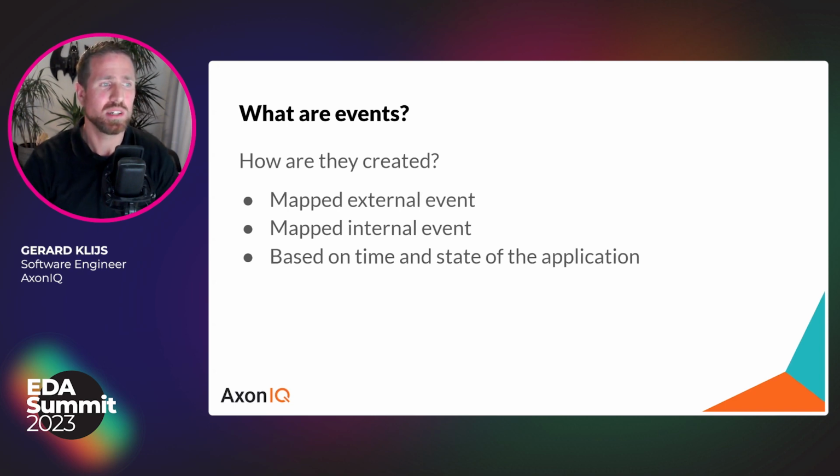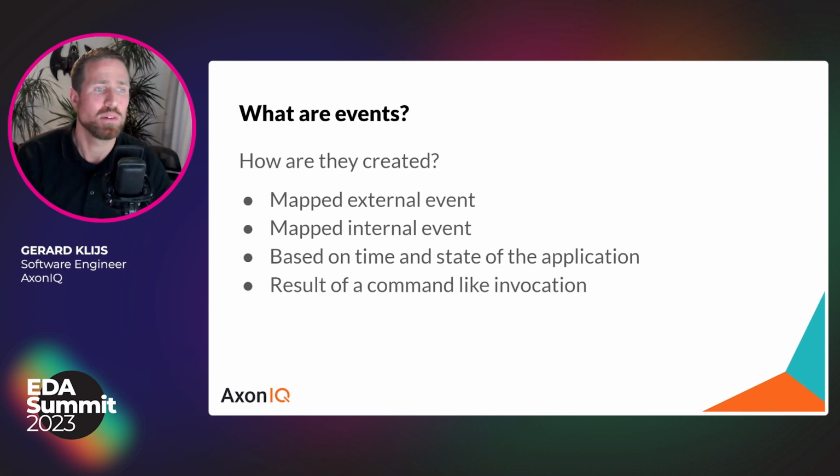It could be based on the time and state of the application. For example, if you have the ordering system and after a week you don't have anything, then the trigger is kind of the passing of that week without anything happening. That could also create an event. And the one I will be mostly talking about is the result of a command-like invocation. So that's basically saying, I want to create an order, and then the order might be created. But it might also be that I don't have the rights to create an order or something else, and then the event won't be created.